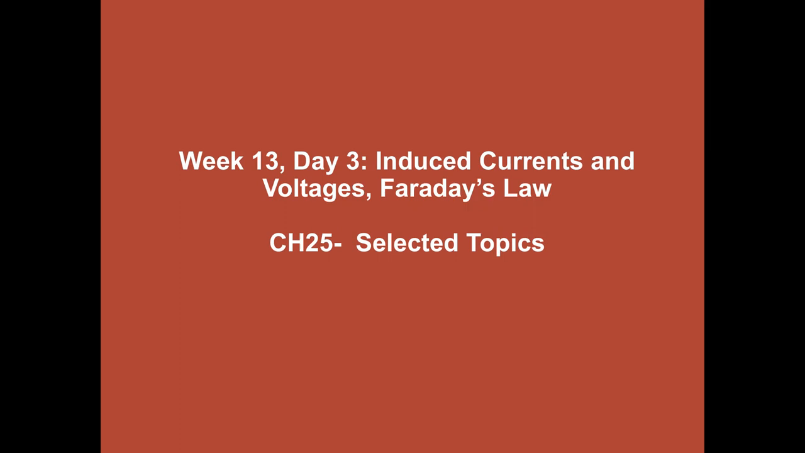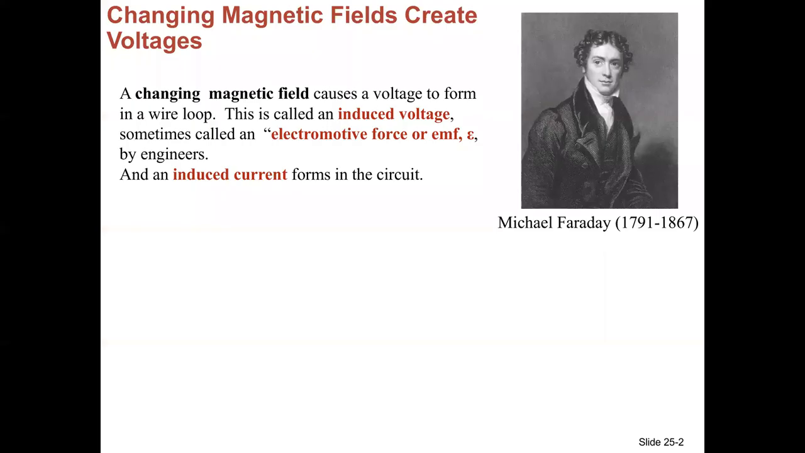So, getting back to where I was here. Today we're going to talk about how we can use magnetism to generate voltages and currents. That's our main goal today. And this effect was originally discovered by Michael Faraday, so it's called Faraday's Law. Michael Faraday is pictured here.